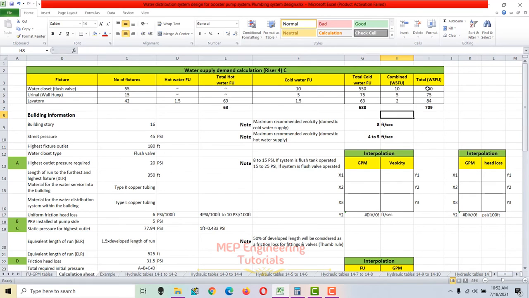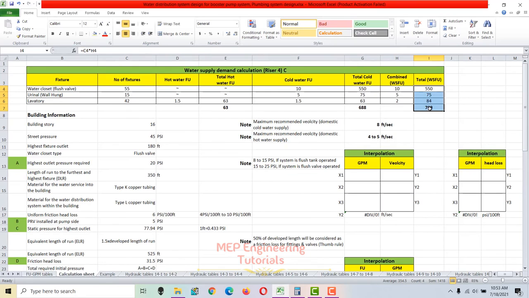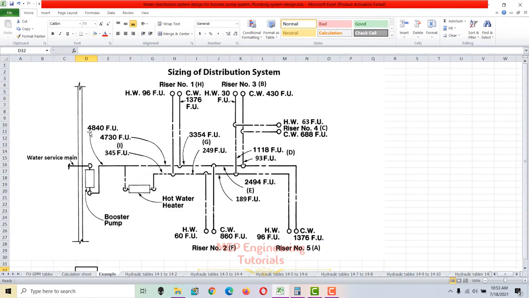And the reason why I have calculated the total water supply fixture unit is that when we do the sizing for this section, that is from pump discharge up till this point where the connection is taken off to the hot water heater, this line and the water service main will be sized based on total water supply fixture unit values. This is only for riser 4. You need to calculate for every riser and sum up. You need to calculate for every riser the total water supply fixture unit value and write it in here. It is 4840 fixture units.